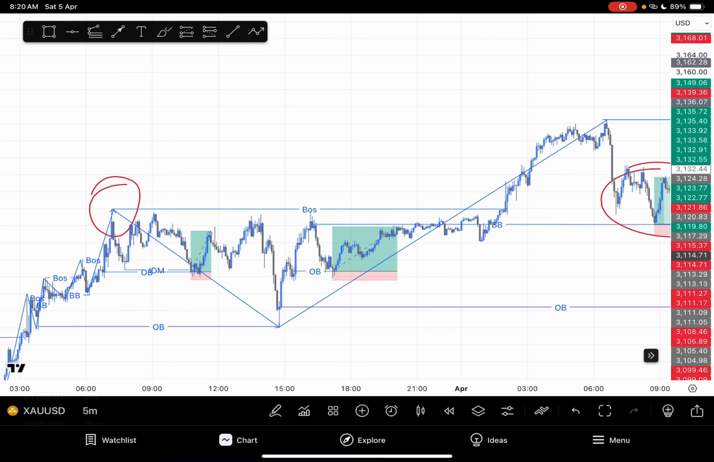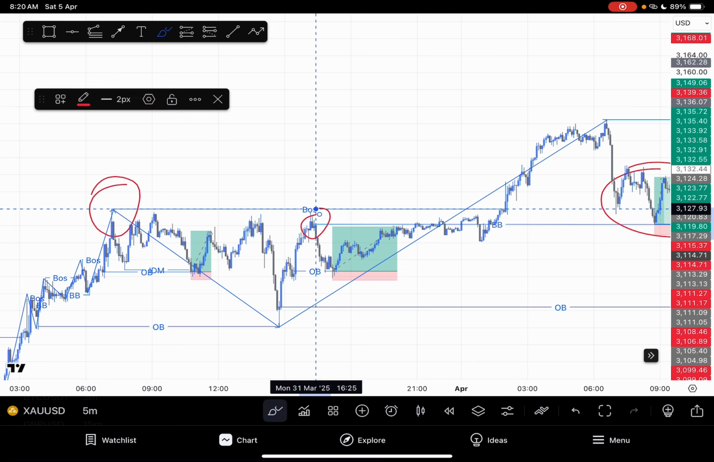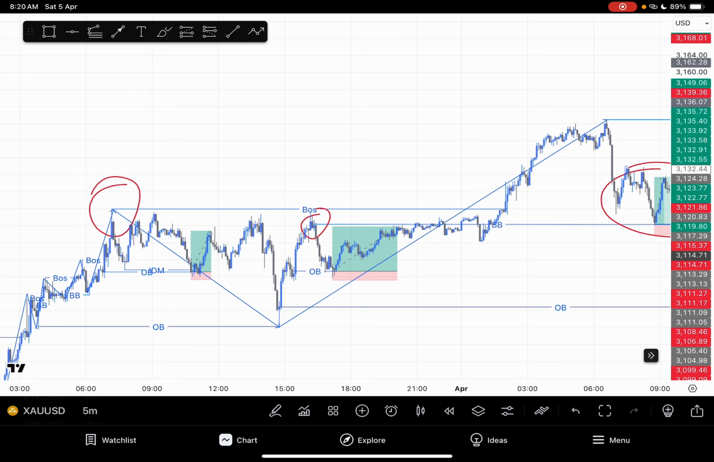And for the breaker block to be valid, the breaker block must grab liquidity. There must be a liquidity grab. If there's no liquidity grab, just know the breaker block is invalid. But once there's a liquidity grab, just know the breaker block is valid. So now I am using this breaker block here, but the breaker block didn't grab liquidity. And what's a liquidity grab? I will give an example of how a liquidity grab looks like.